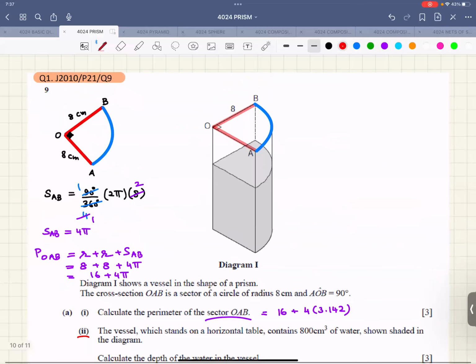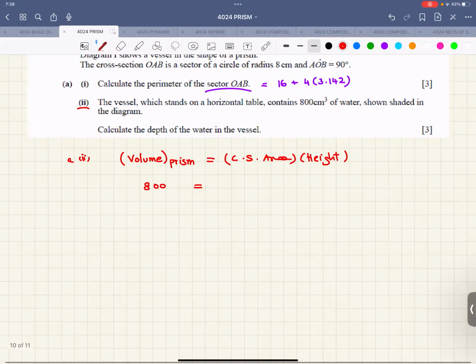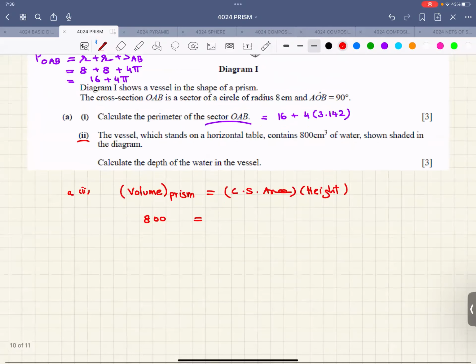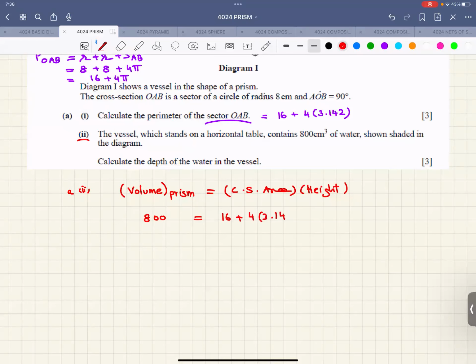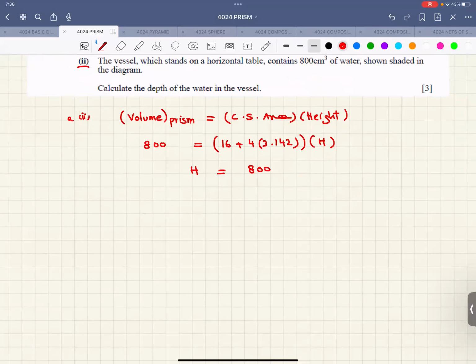So volume of water in the vessel, that's the volume of the prism. That is cross-sectional area multiplied with the height. The volume is 800. Cross-sectional area is 16 plus 4 pi. 16 plus 4 times 3.142. And then multiplying it with h. So I can make h the subject. That is 800 divided by 16 plus 4 into 3.142.